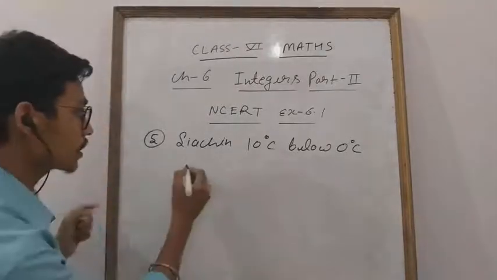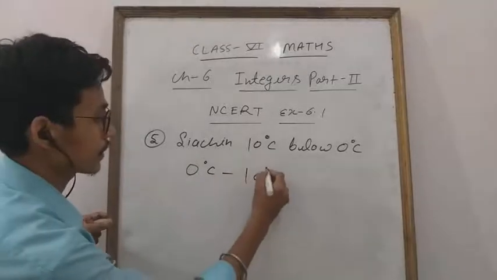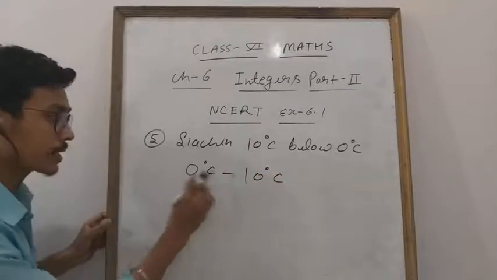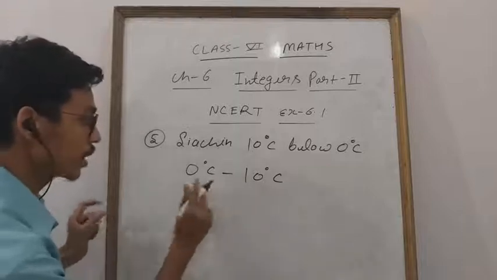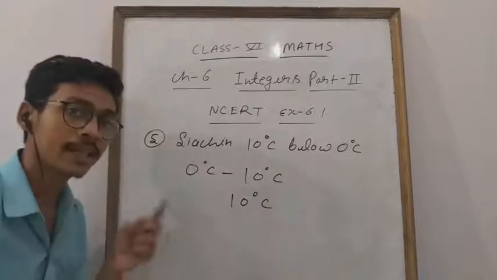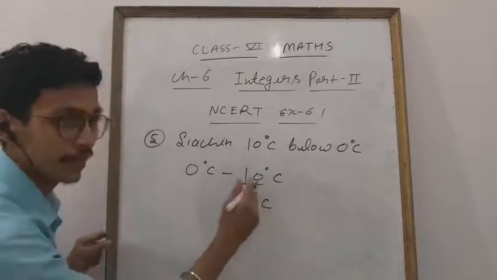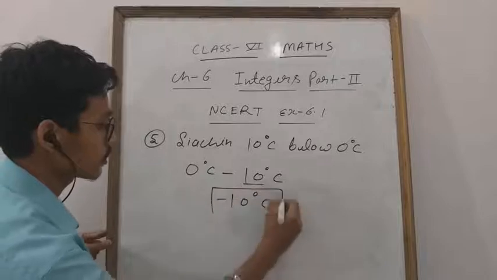So what is the meaning of this? 0 degrees Celsius minus 10 degrees Celsius. Okay everyone? You know that plus minus minus. So you will subtract. So 0 minus 10 will come what? 10 degrees Celsius. And the sign, student, sign of the greater number, which number is greater? 10. So you will write down negative sign. So this is your correct answer.